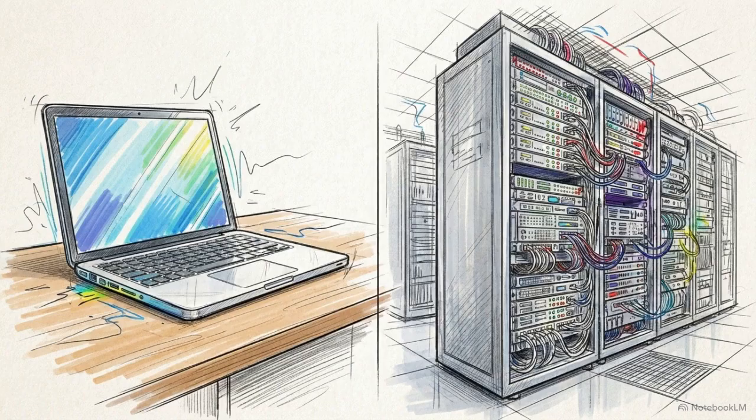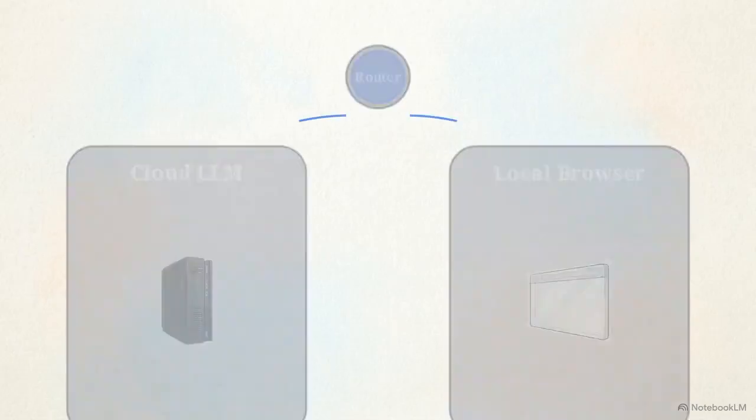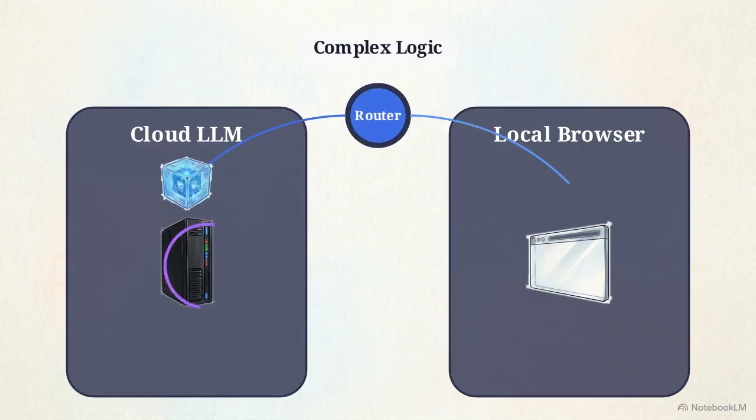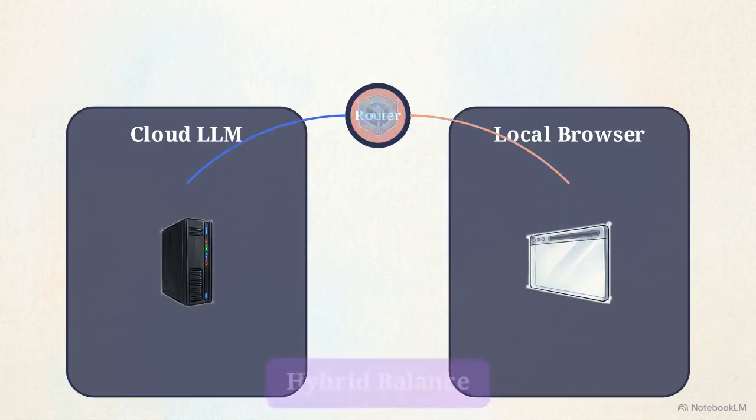Of course, local models do have clear limitations. A 4 GB model cannot handle the heavy, multi-step reasoning or the massive context windows offered by larger cloud LLMs. This necessitates a hybrid architecture. Cloud models handle complex logic and global knowledge, while the local browser manages real-time, privacy-sensitive interactions.